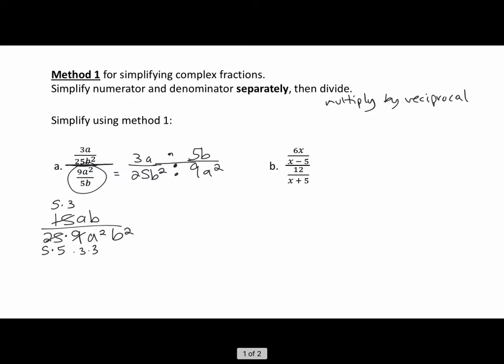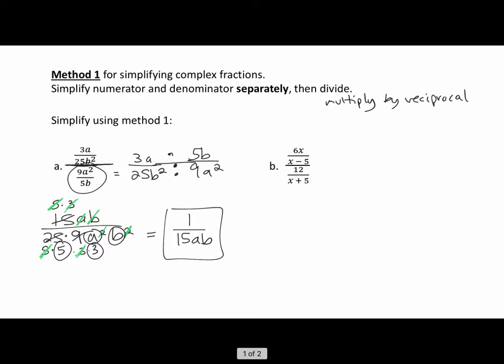Okay, so in the numerator then we've got 5 we can divide with the denominator, and we've got 3 we can divide with the denominator. What about a? We can divide an a factor in the numerator with one of the a factors in the denominator. And same thing with b. We can divide one of those factors with the denominator. So what does that leave us in the numerator? Looks like everything has canceled out, so just 1. In the denominator, we've got 5 times 3 times a times b. So 15ab is our simplified complex fraction here.